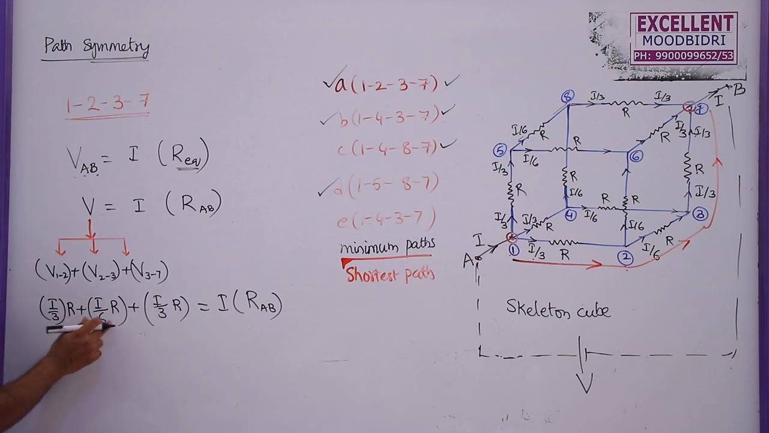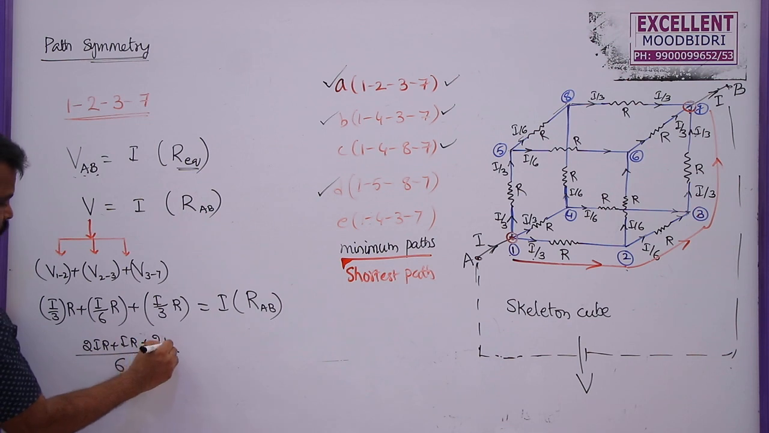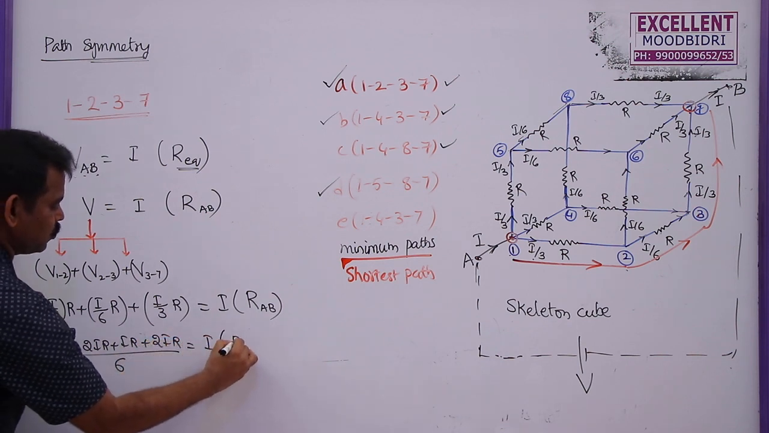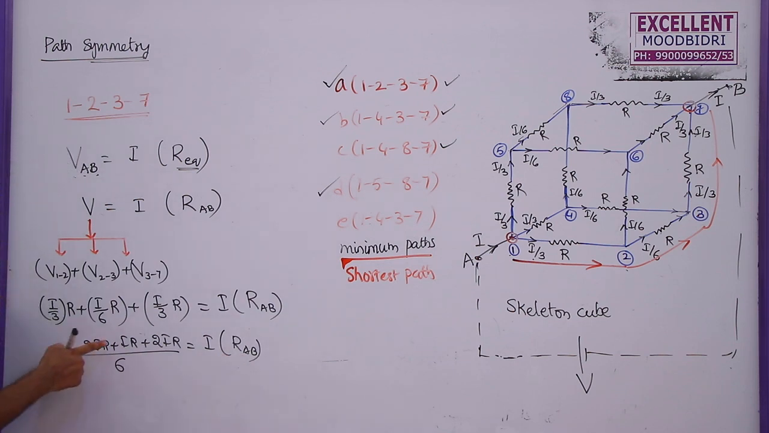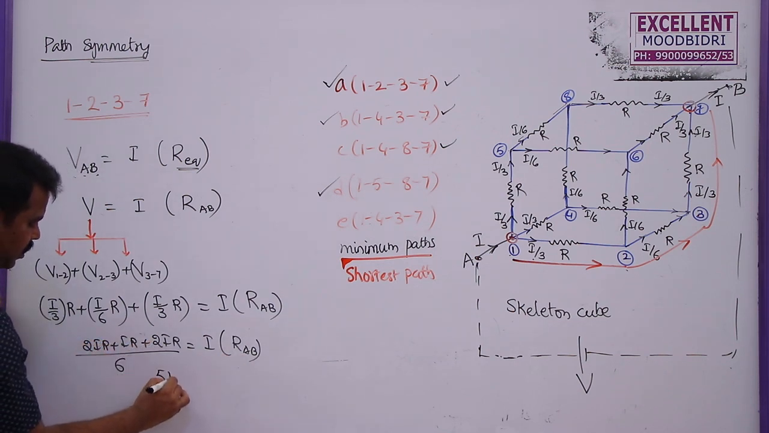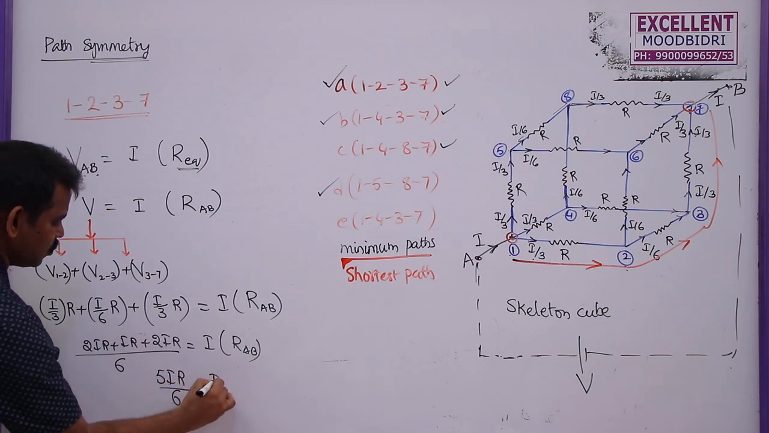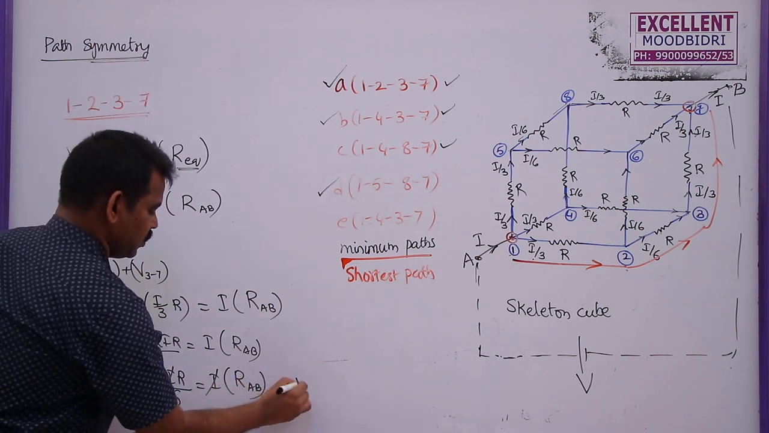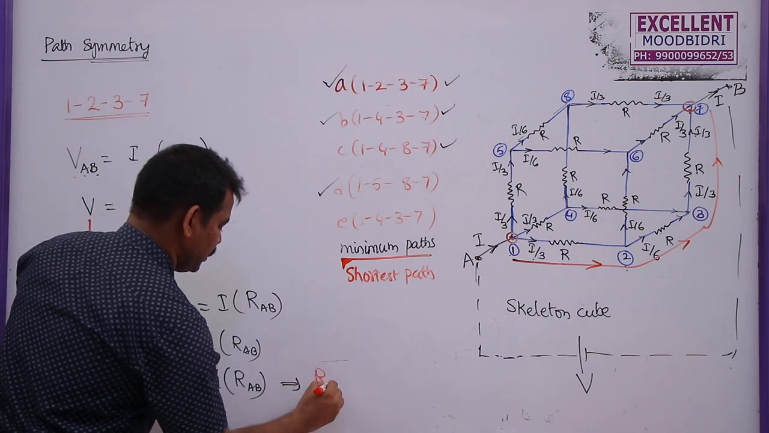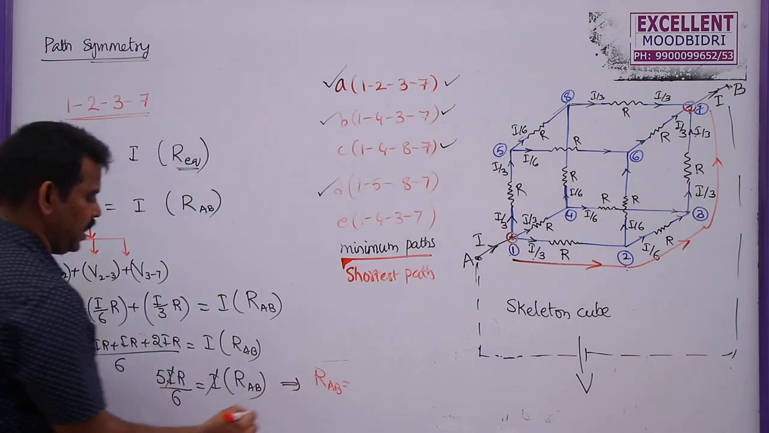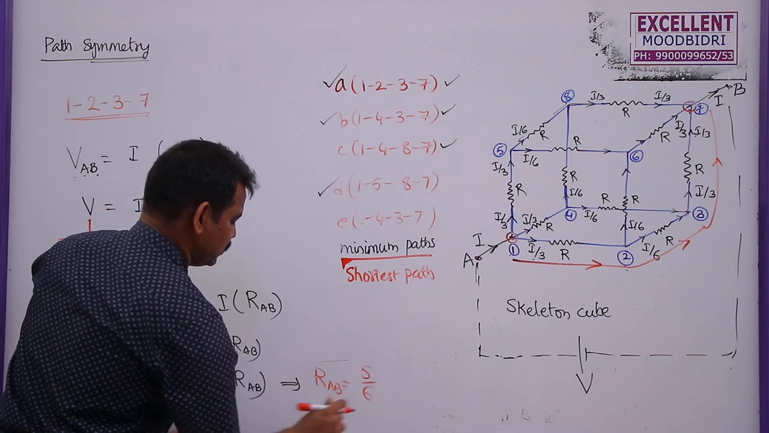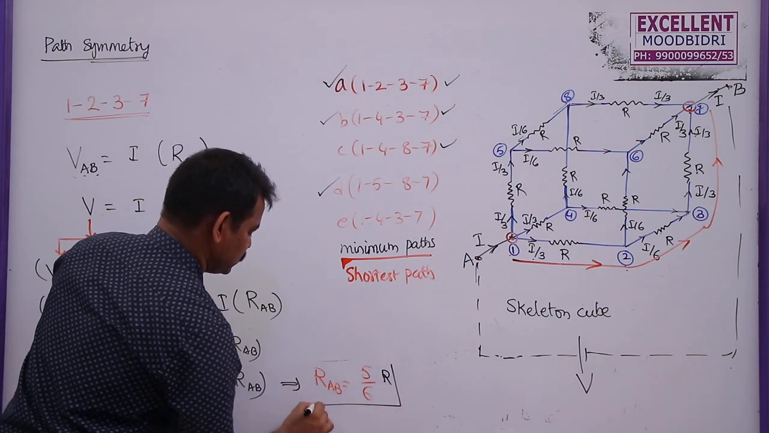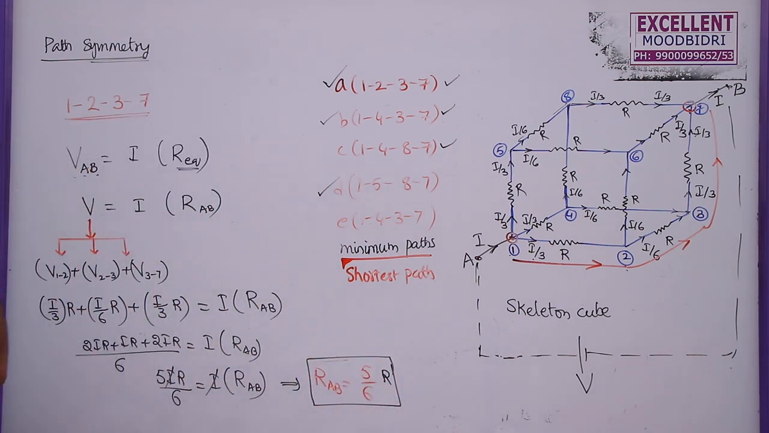So you can take 3, 6, 3, the LCM is 6. So this is 2 IR, plus IR, plus 2 IR, which is equal to I into RAB. 2 plus 1, 3, plus 2, 5 IR by 6 is equal to I into RAB. You can cancel I and I. So from this we can write the resistance between A and B is given by 5 into R by 6, or 5R by 6. Here R is the resistance on each side of that skeleton cube.